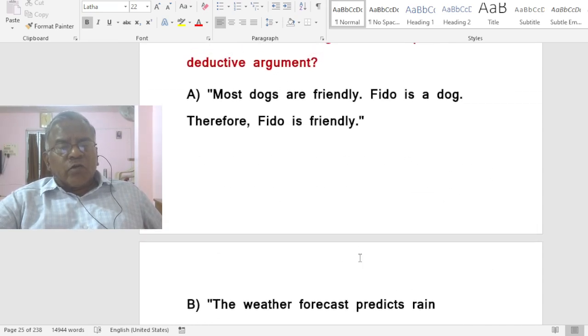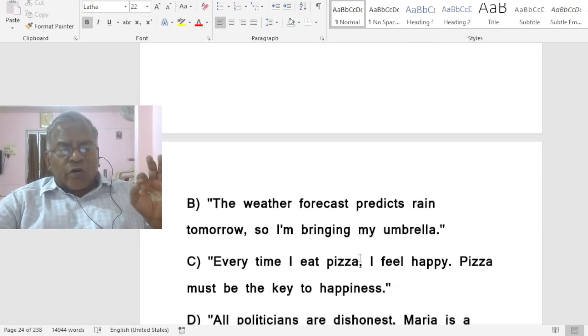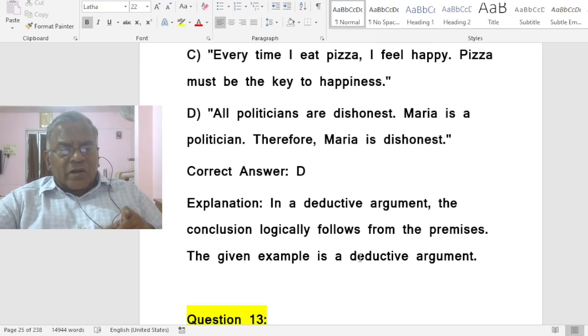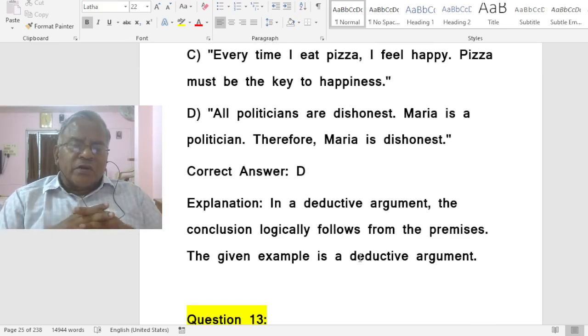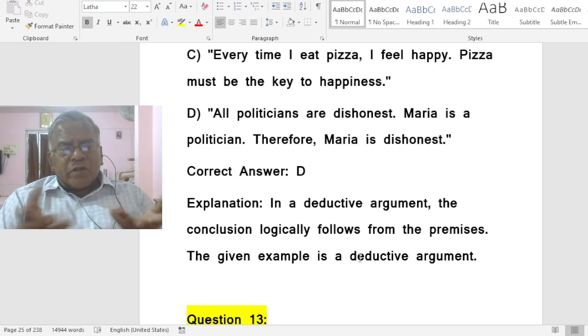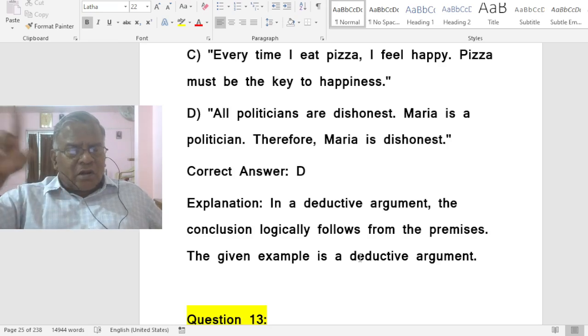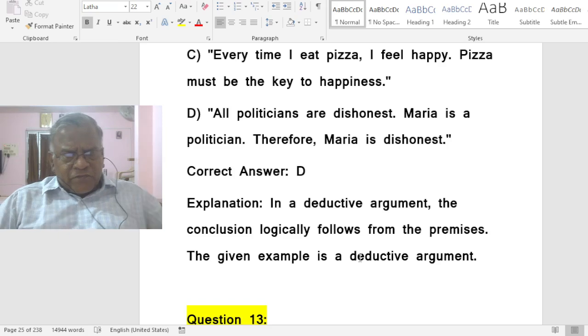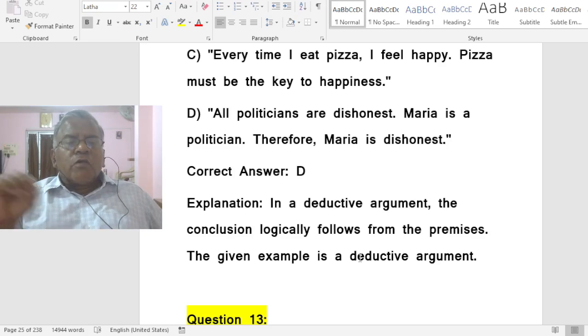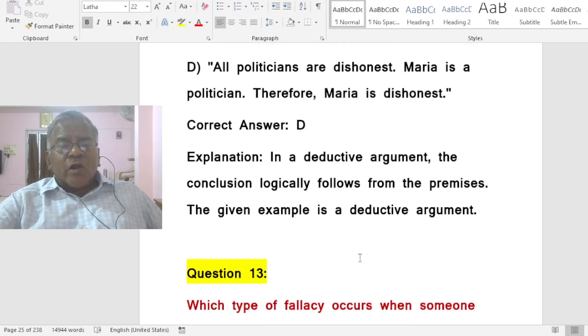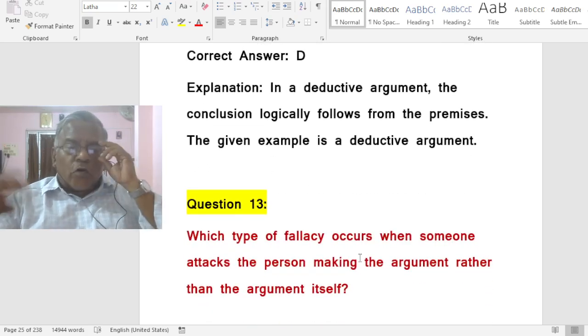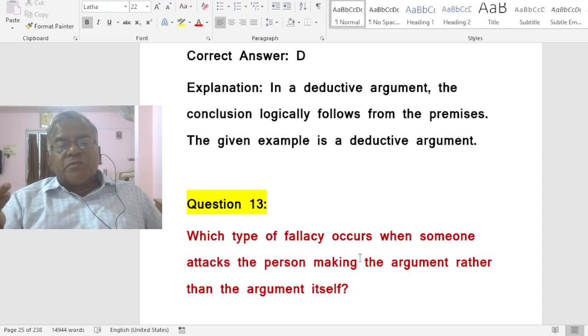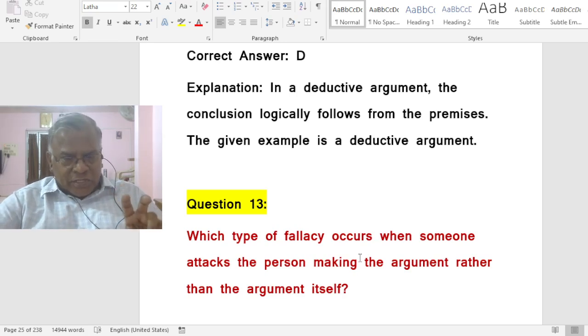So which should be the right one? Example of a deductive argument. We have marked D. Why? All politicians are dishonest. Maria is a politician, so automatically it follows Maria is dishonest. Like all men are mortal, Aristotle is a man, Aristotle is mortal. Here also it follows the same thing. So in a deductive argument, the conclusion logically follows from the premises. The given example is a deductive argument. I hope you are understanding all these concepts so easily.